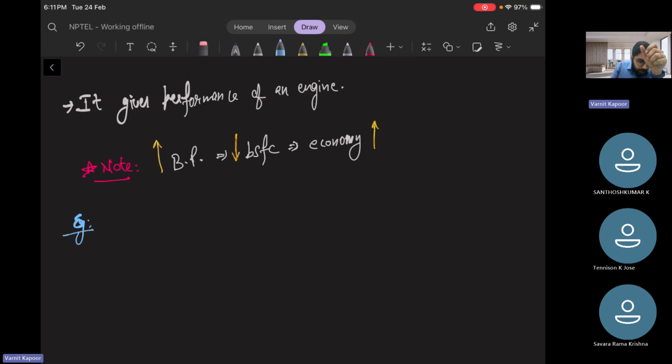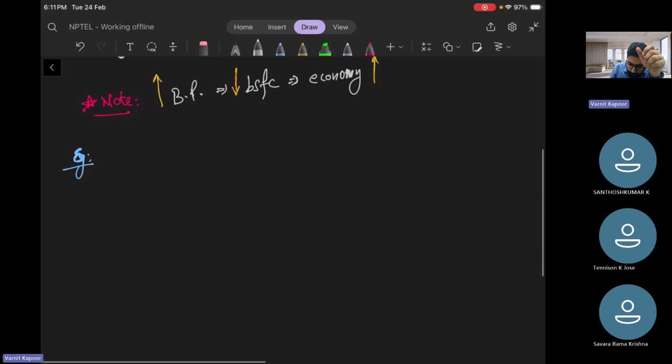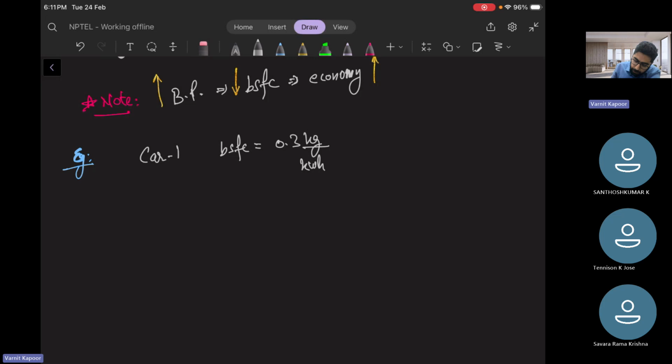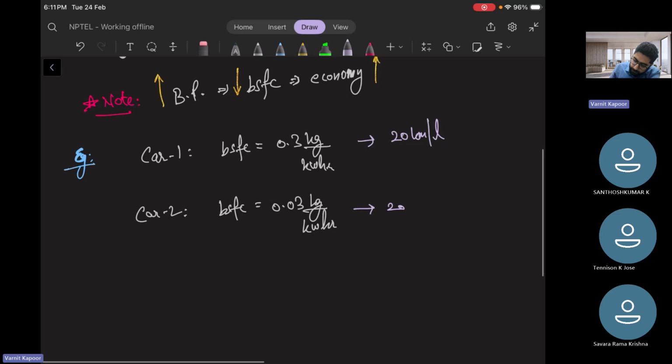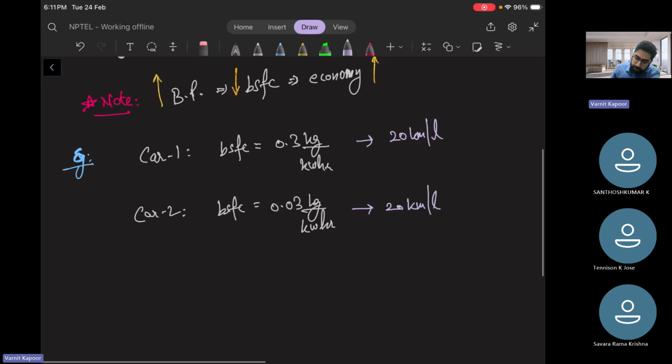Example. If I have a car 1 whose BSFC is equal to 0.3 kg per kilowatt hour, and car 2 whose BSFC is 0.03 kg per kilowatt hour. An interesting thing is that both give an average of 20 kilometers per liter.